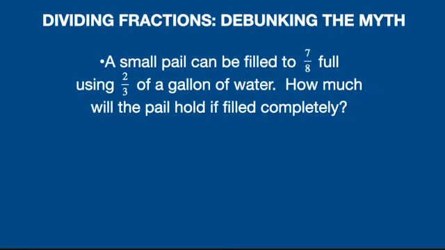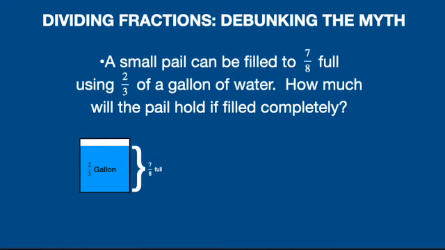So here's a simple little context for dividing fractions. And when we try to take a context like this and make sense of it, it's often really helpful to draw a diagram to help us understand what's going on. And in this problem, we have a pail with 2/3 of a gallon of water in it. And with this water in it, the pail is 7/8 full. So using this context, we need to find out how much water is in a full pail.